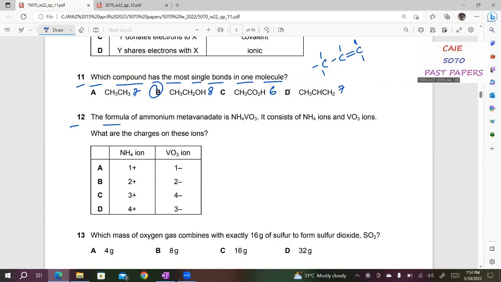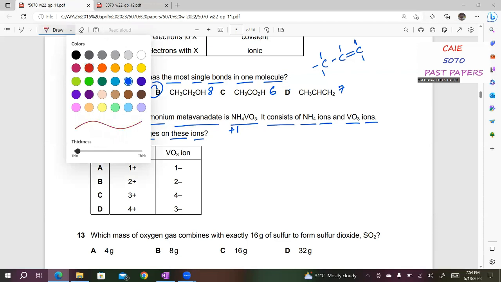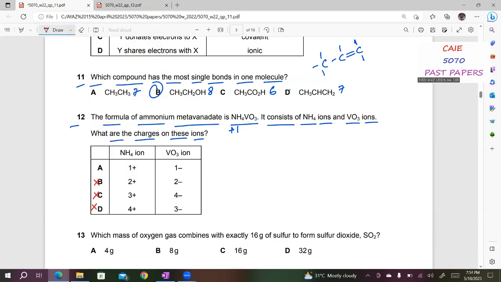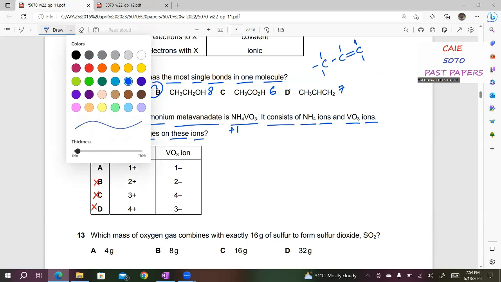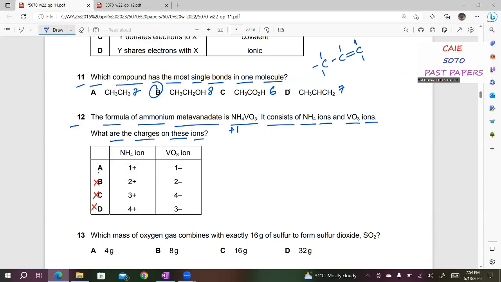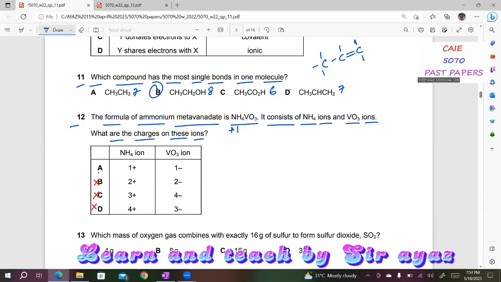12. The formula of ammonium metavanadate is NH4VO3. It consists of NH4 ions and VO3 ions. What are the charges on these ions? You know the charge on NH4 is +1. So automatically B, C, D are all incorrect. We are left with only one choice, A, because in A it's showing +1 charge, and definitely the VO3 ion also carries -1 charge.